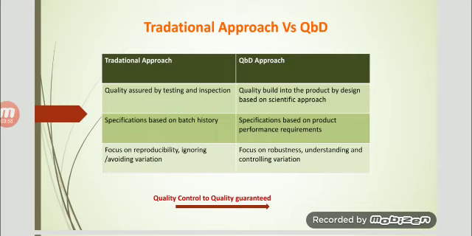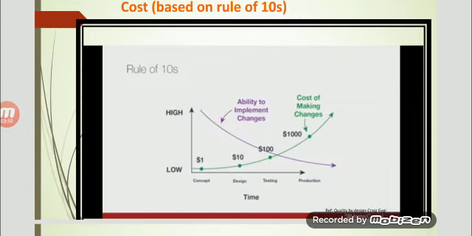Now, design has an effect on the end results of the product. So here I am going to show you a particular graph which talks about the cost of change, the ability to implement the change. If you can see, there is an x-axis and a y-axis. On the x-axis, there are different stages mentioned along with time: concept stage, design stage, testing stage, and production stage. Now, what does it actually mean?